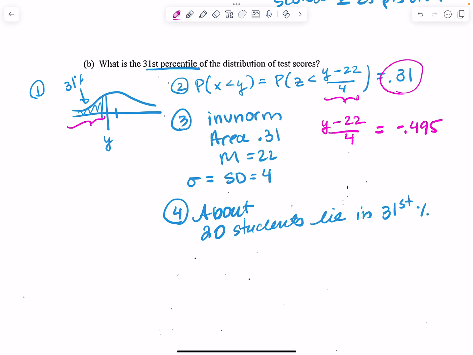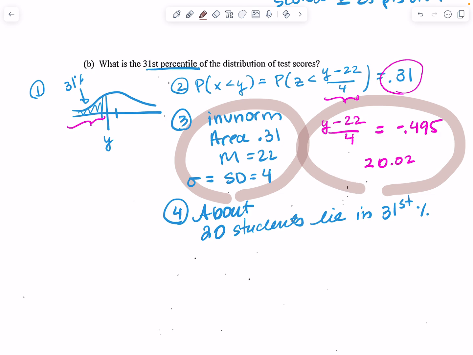And then when you do the math, you're going to get something really similar to what we got here. You are going to get 4 times negative 0.495, and then you're going to add 22 to get it, and you're going to get something close to 20. You get like 20.02, which is very similar. So either way, when you're grading the papers, either this method or this method for the work, okay?